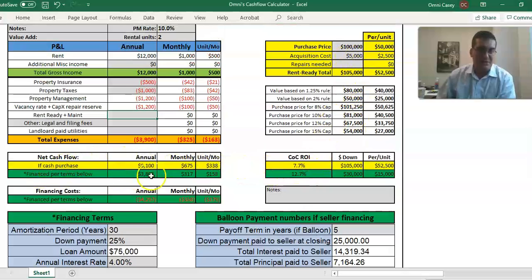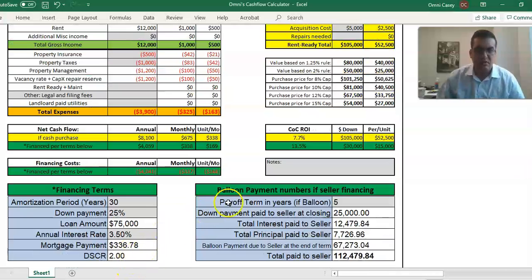If it is a cash purchase, it's only just under 8% ROI, which isn't great because you have to bring $105,000 to the table, which is $52,000 per unit. This one's $15,000 per unit. All right, hope you guys are there with me right now. So this green will change based on your terms here. If you qualify for a 3.5% loan, right, that increases your ROI right there. So this is your annual expenses and your monthly expenses. This is your positive cash flow after that.